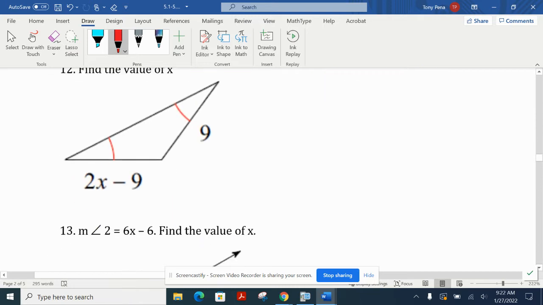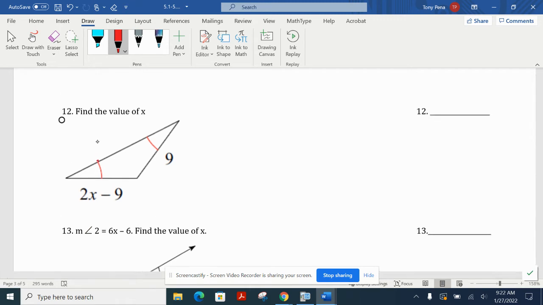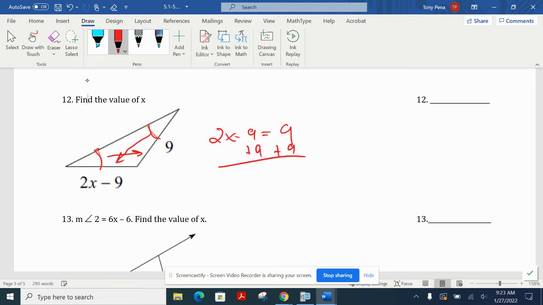All right, the next set of problems. Here's our next kind of thing. These are what we call isosceles triangles. The idea is if these angles are congruent to each other, then the sides that are opposite of them must be congruent to each other. So in this case, that 2x minus 9 would have to be equivalent to 9. And then all you're doing for this one is solving for x. So 2x equals 18, and then x would equal 9.